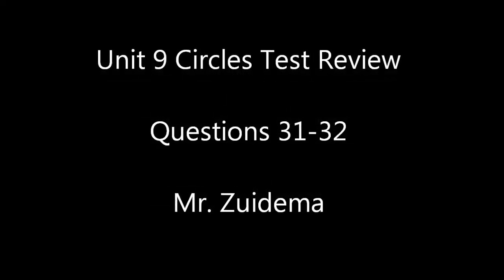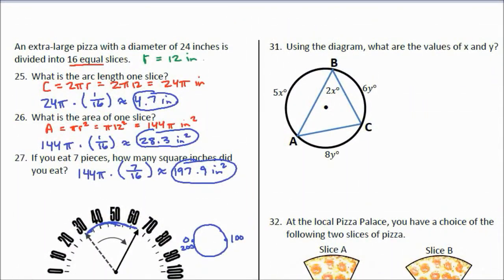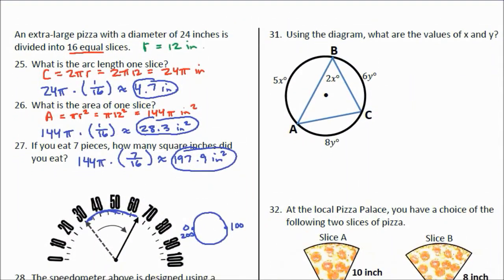We have made it to question number 31 on the Unit 9 Circles Review page. Question number 31. Using the diagram, what are the values of x and y? Oh, you've seen a diagram like this before. These can be very challenging.